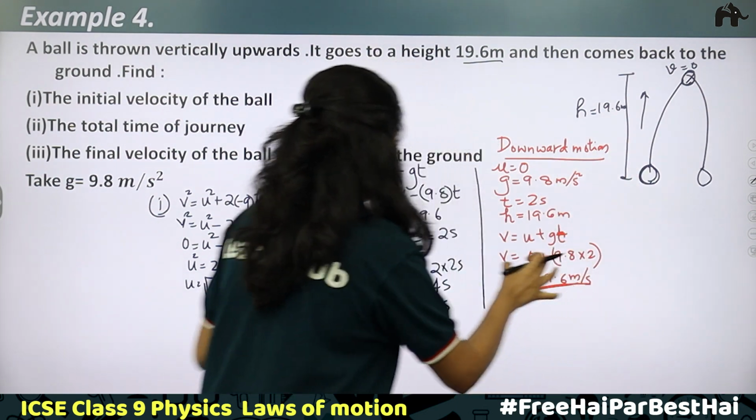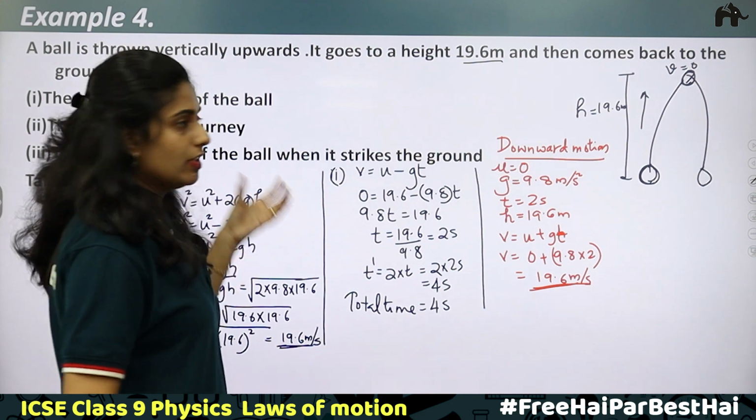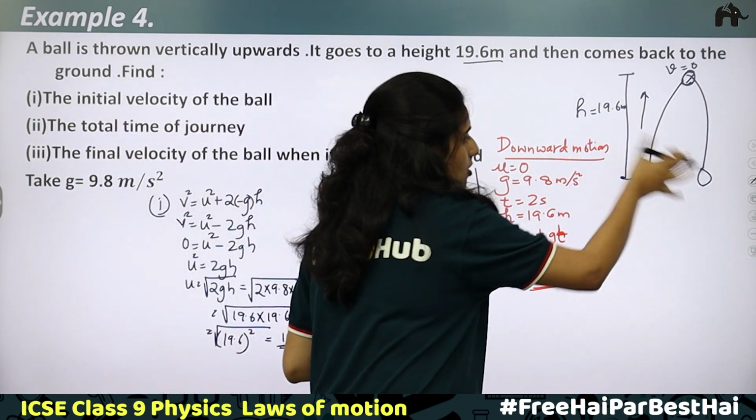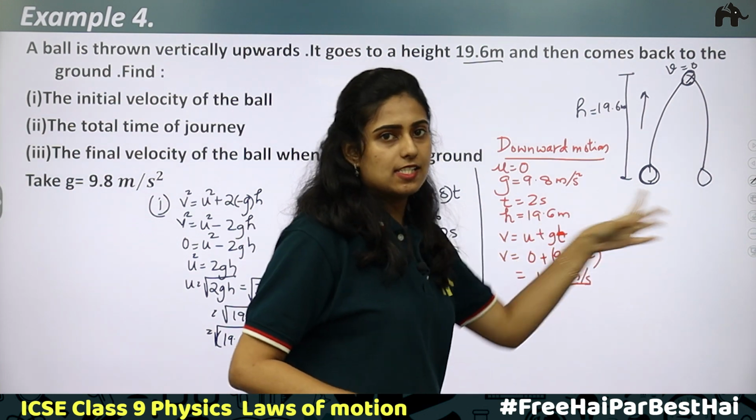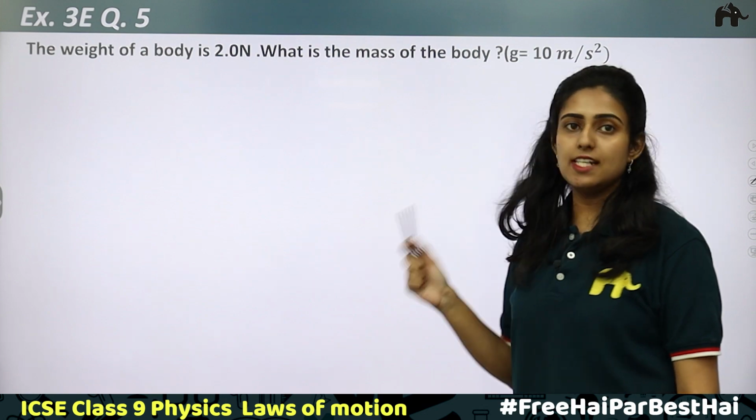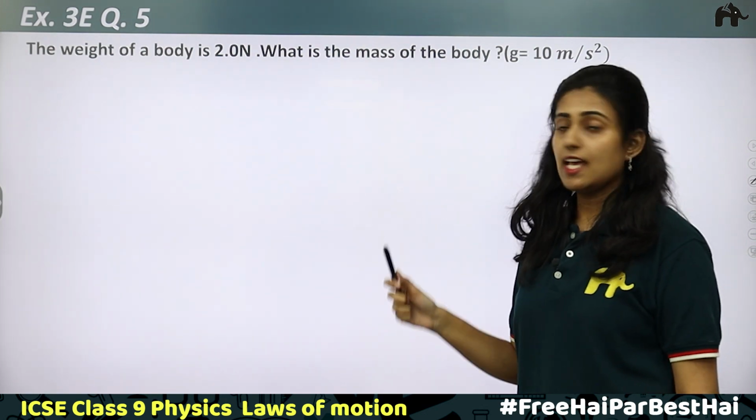When you compare, you can see the initial velocity with which the ball was thrown upwards will be the same as the final velocity with which the ball touches the ground. Clear? Now let us solve questions from exercise 3E. Question 5 of exercise 3E.